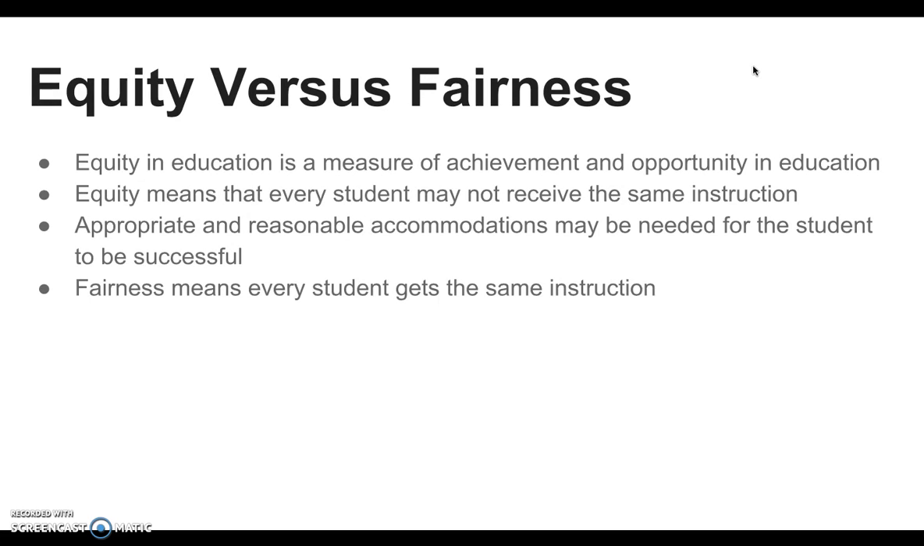With our first one here, we have equity versus fairness. Equity has a lot of definitions, but for education it means a measure of achievement and opportunity in education. Equity means that every student doesn't receive the same instruction, and that instruction includes appropriate and reasonable accommodations that the student may need in order to succeed. Fairness just means that every student gets the same instruction type. They don't get any modifications to their instruction.